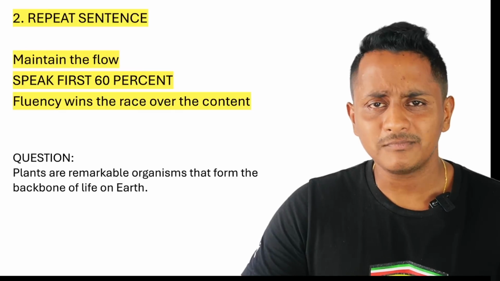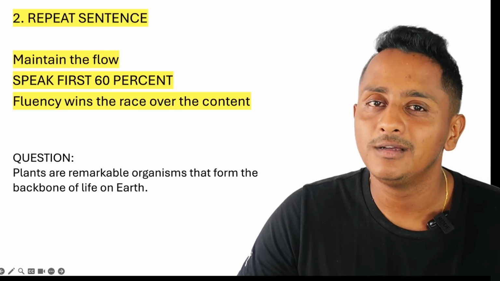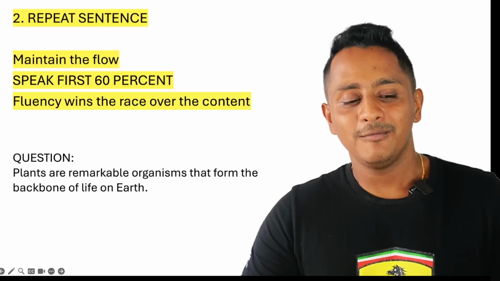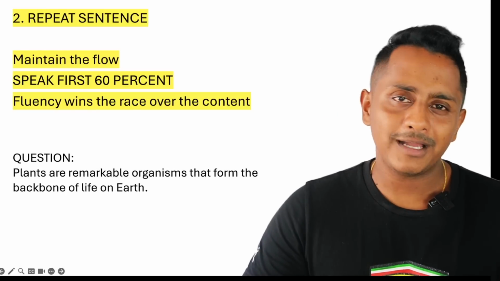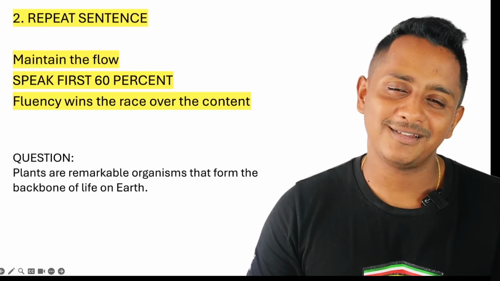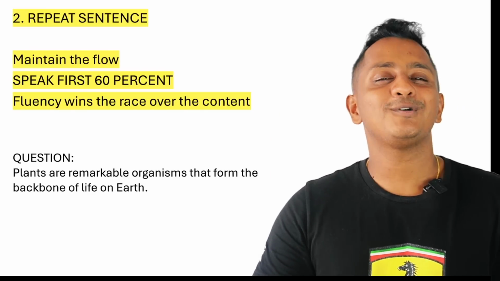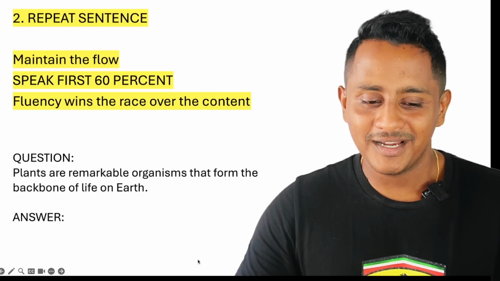The question is, plants are remarkable organisms that form the backbone of life on earth. If you try to speak everything as it is: plants are remarkable organisms that form the backbone of life on earth, this is going to be 0 marks. On the other hand, if you say, plants are remarkable organisms that form, full marks. That's how you trick it. Remember this, remember this, remember this.